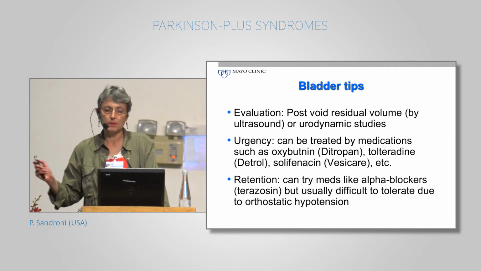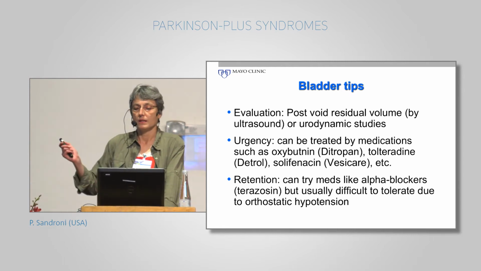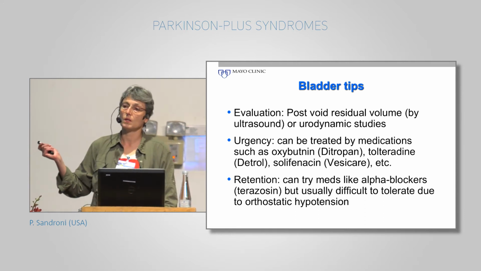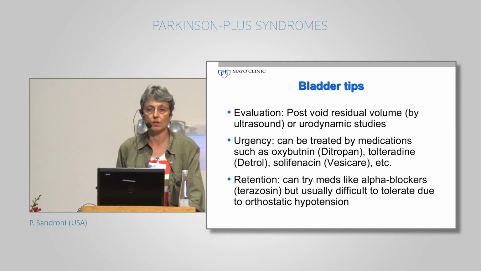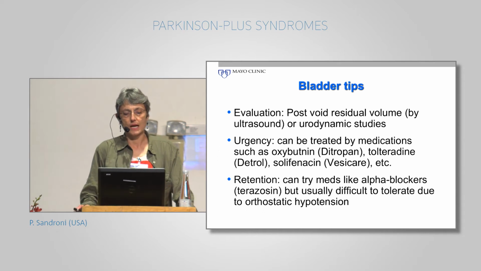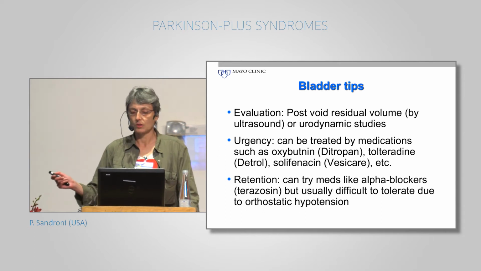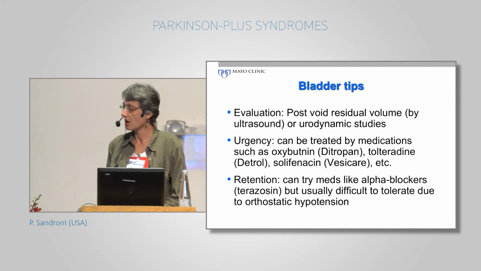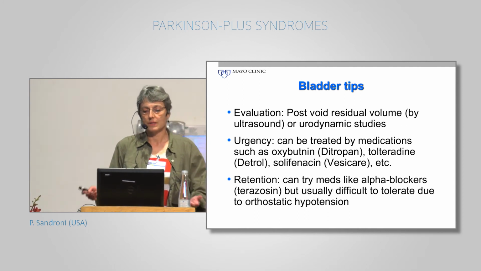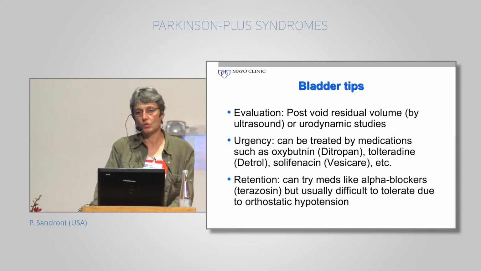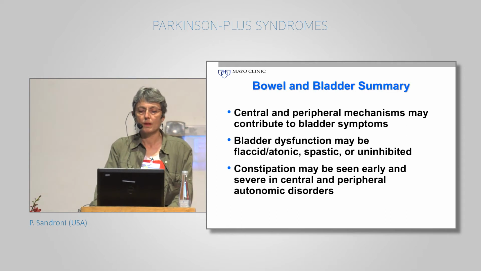Urgency is probably the most common problem, and these are a list of medications that are used. Unfortunately, most of these medications can worsen orthostatic hypotension, so you have to be really careful in managing this patient. How about if the patient has retention? Again, same problem. The patient can try alpha blocker agents, but that can worsen the orthostatic hypotension as well. And eventually, most of these patients require self-catheterization.